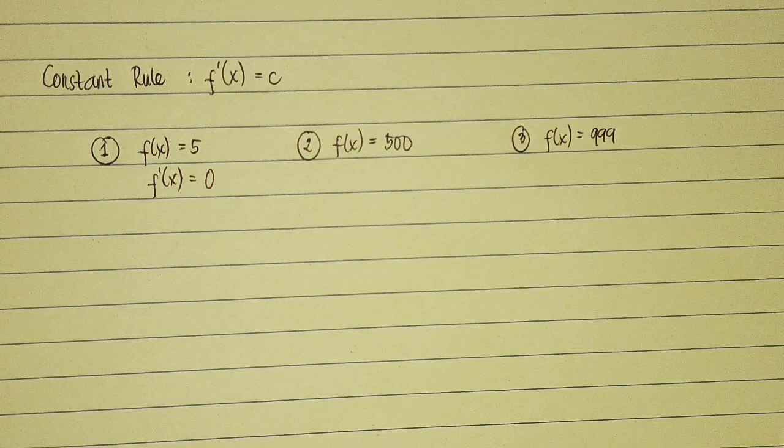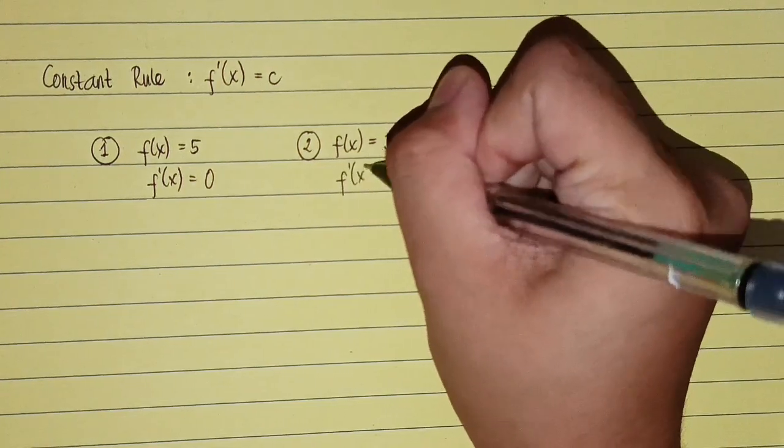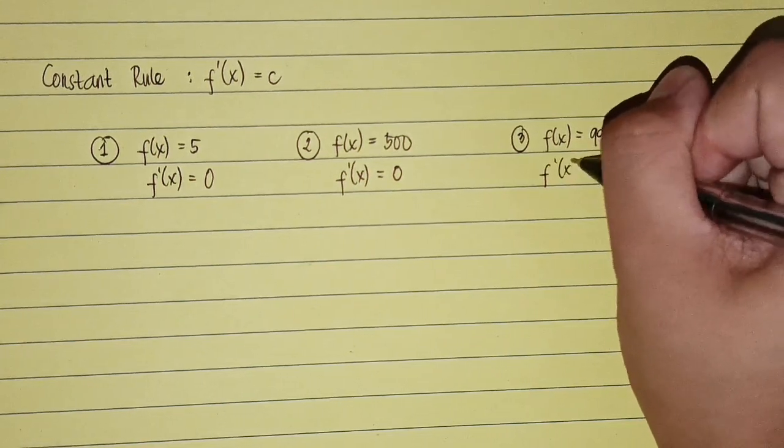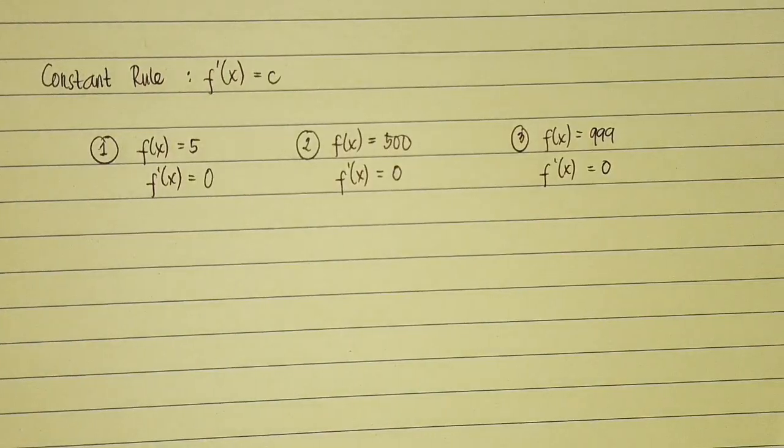Our next example is f(x) = 500, and 500 is a constant. This means that the derivative of f(x) = 500 is 0. Our third example here is f(x) = 999, and 999 is a constant, therefore the derivative of f(x) = 999 is 0.